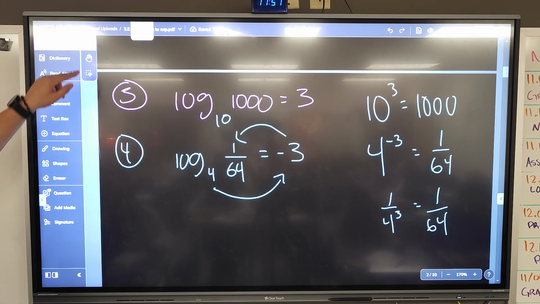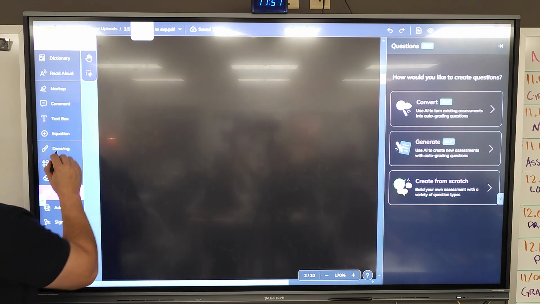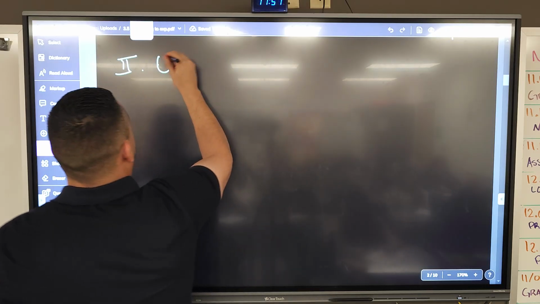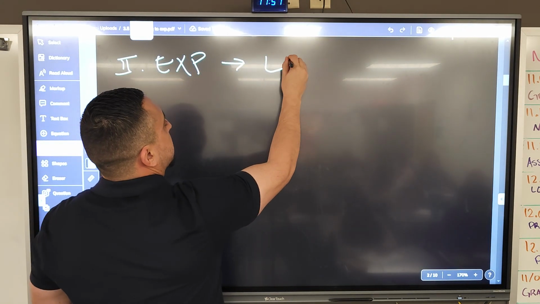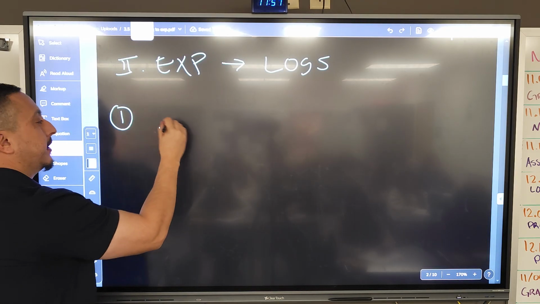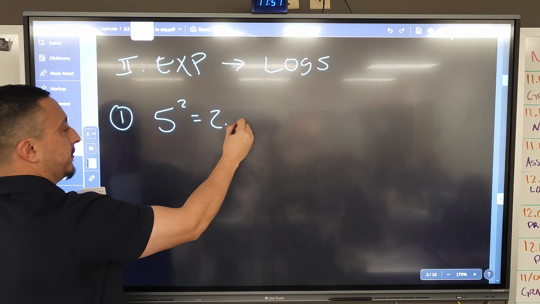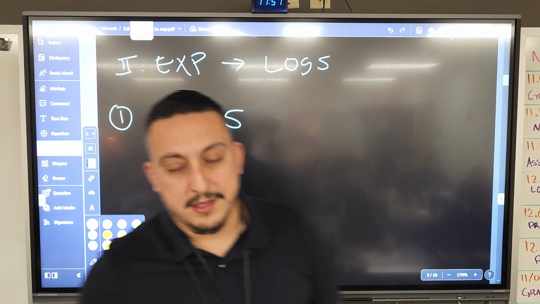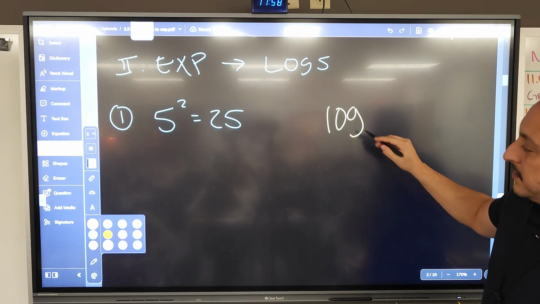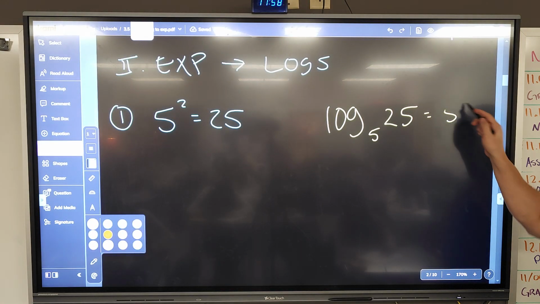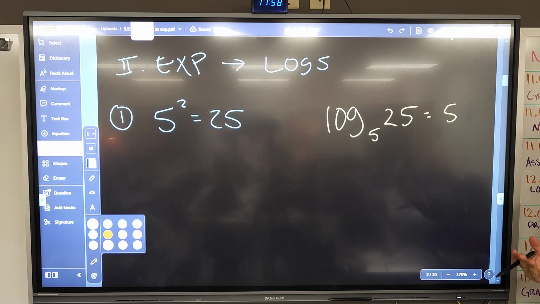Okay, let's go the other direction. Part 2. Let's go from exponential to logs. Okay, so that's the one I was about to do. 5 squared equals 25. Okay, let me do this one and then I'll let you do the next one. So base 5 of 25 equals 2. When it's an exponential, it's easy to check. Like, is 5 squared 25? Yes. So I know that's right.